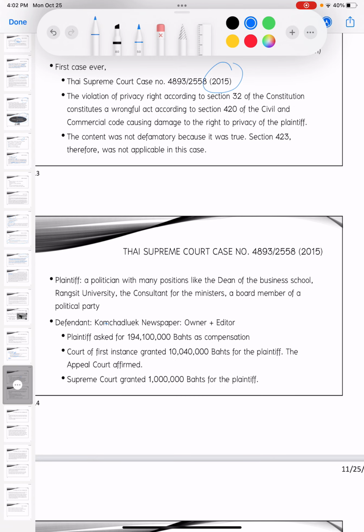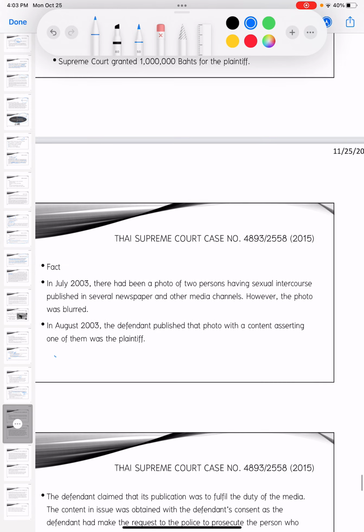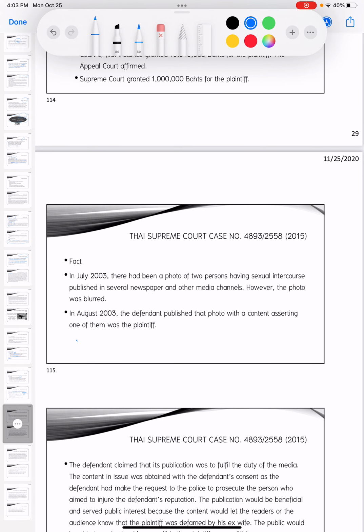So the plaintiff is a politician with many positions like the dean of a business school, consultant to the ministers of different ministries, board member of a political party. So we can say that this guy is a public figure. And the defendant is one of the newspaper owners, Khom Chatlyk. Okay. The owner and the editor have been sued by the plaintiff, a politician, based on the invasion of the right to privacy. So this is the fact.